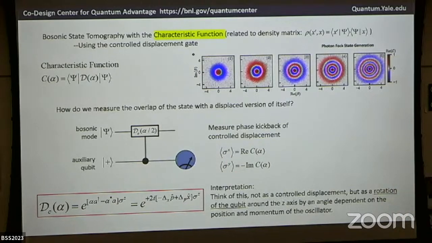Okay? You can work through the details of the wave function and show that these are true, but I'm just trying to give you kind of an intuition. Question? Okay, so that's called the characteristic function.